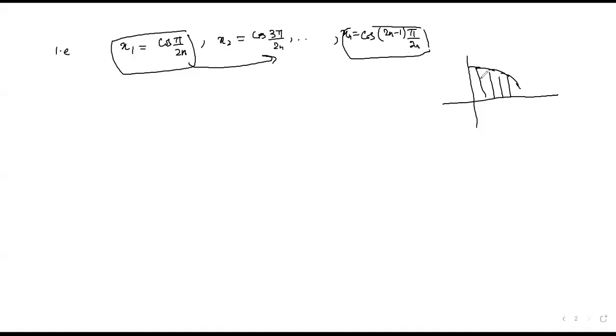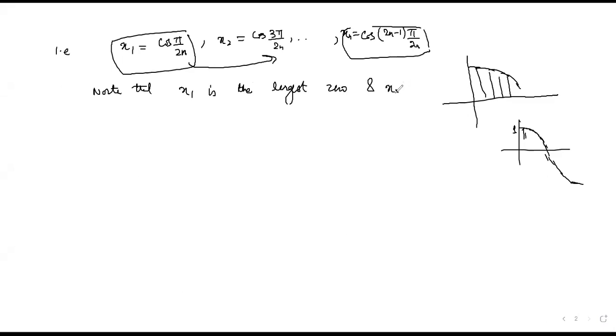They are cos of numbers which are increasing. So when x increases in the positive range, cos at 0 is 1, but then it keeps decreasing up to pi by 2 and then decreases further into negative values. So in any case, the first value here is cos of pi by 2n, because pi by 2n is the smallest of these, then 3 pi by 2n, 5 pi by 2n. So x_1 would be the largest. Now note that x_1 is the largest zero and x_n the smallest.